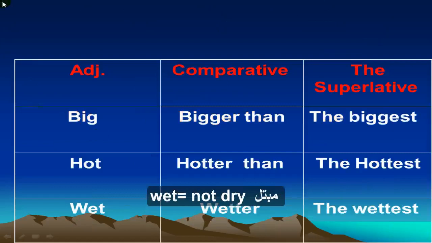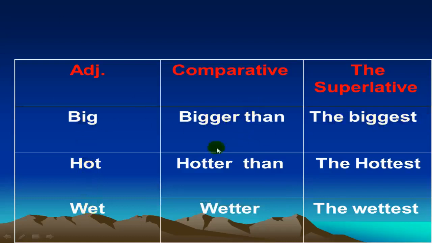What about if the adjective ends with a consonant and there is a vowel before it, like big, before the last letter I, hot, O, wet, E. Big, bigger than, the biggest. Hot, hotter than, the hottest. Wet, wetter than, the wettest.